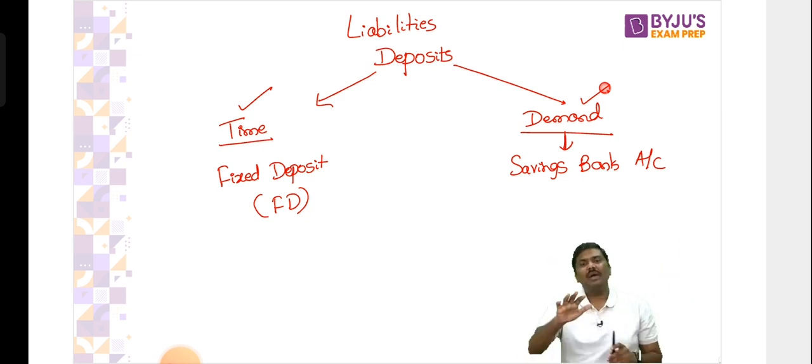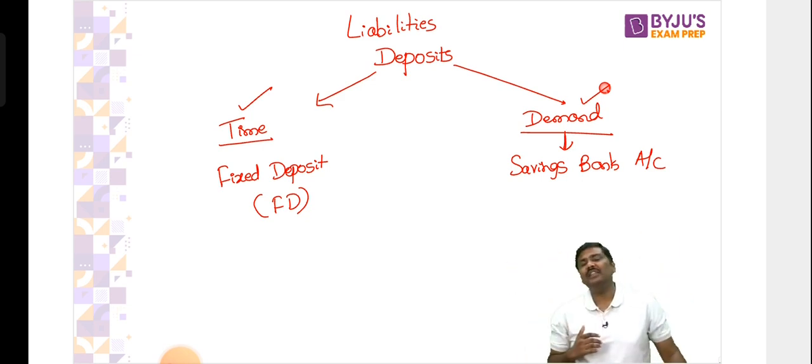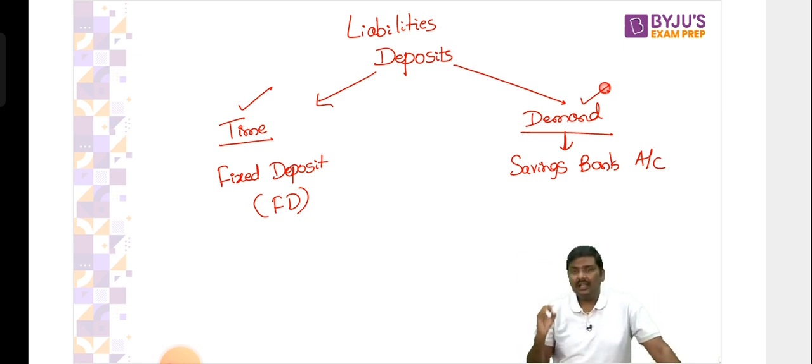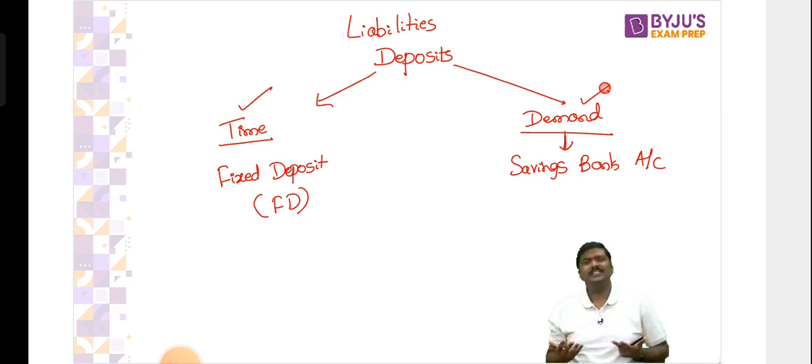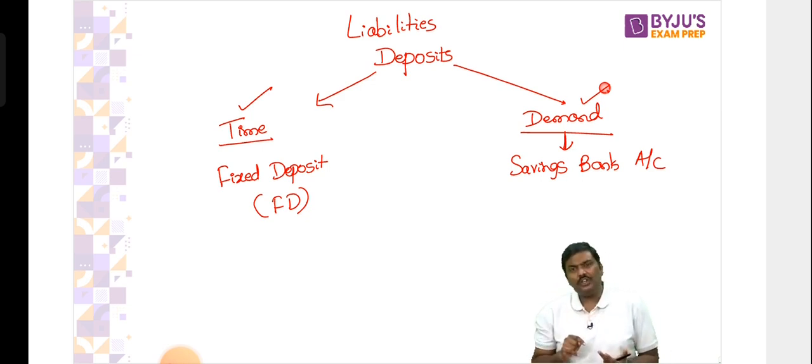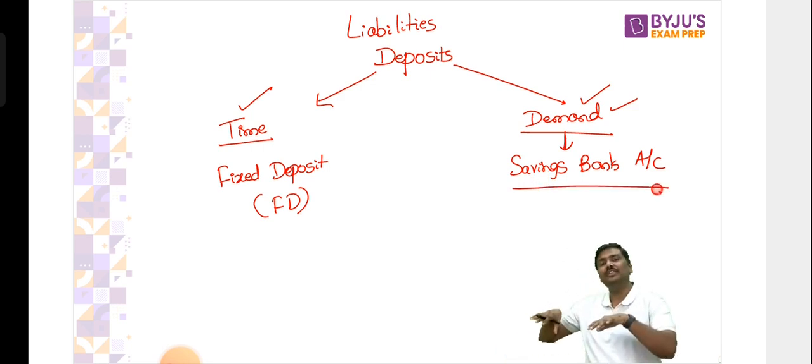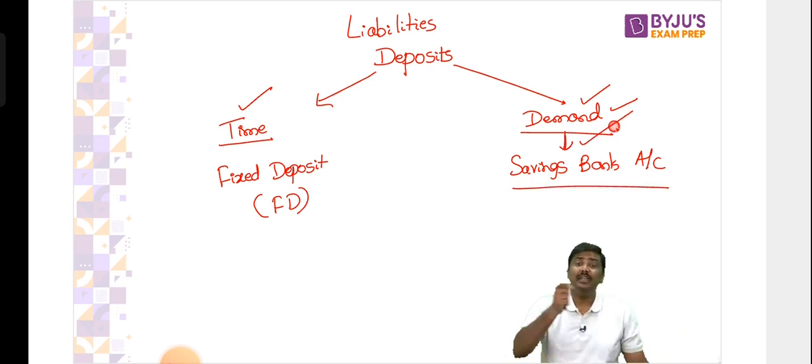For example, imagine you have a salary account. That is a type of savings bank account, by the way. Can you withdraw the money at any point of time? Of course, yes. The bank cannot say, sir, no, I will not allow you to withdraw money. No, they cannot do that. So whenever the demand arises, you can withdraw the money. The money will be allowed to be withdrawn with a rise in the demand. Such deposits are called demand deposits.